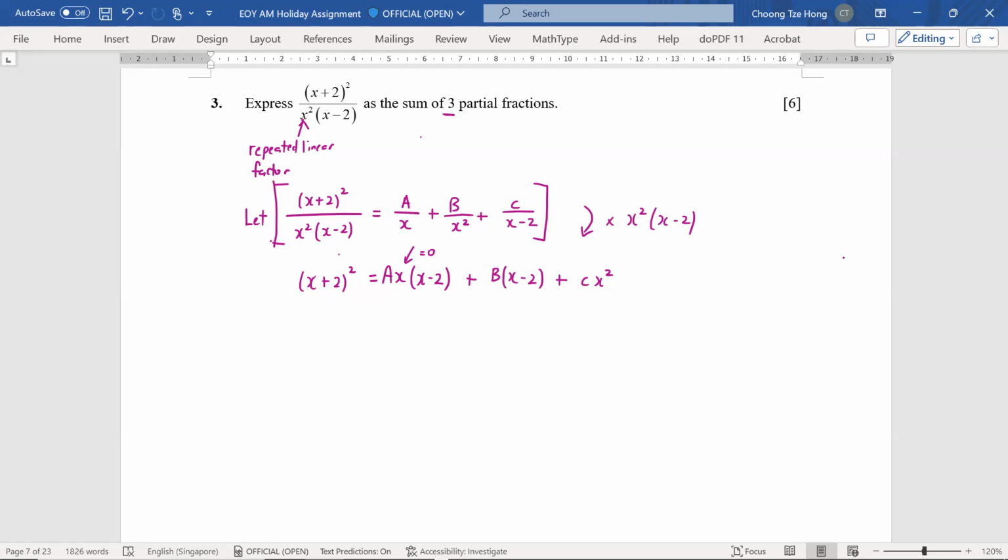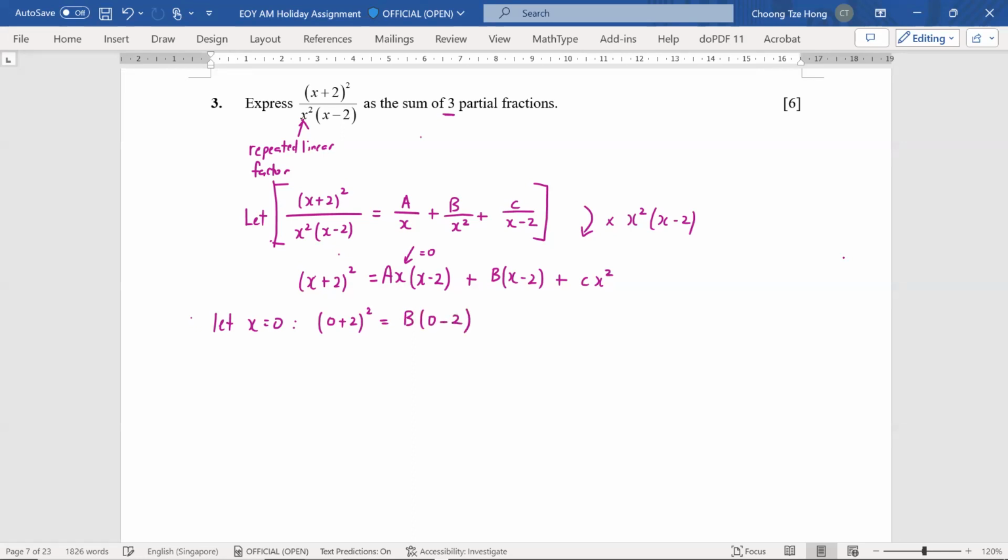Okay, so to find b, we are going to let x be 0. So 0 plus 2 squared equals... actually, we don't need to write the a and the c terms already because they're going to be 0. So if you want to simplify your working, we can just write like this.